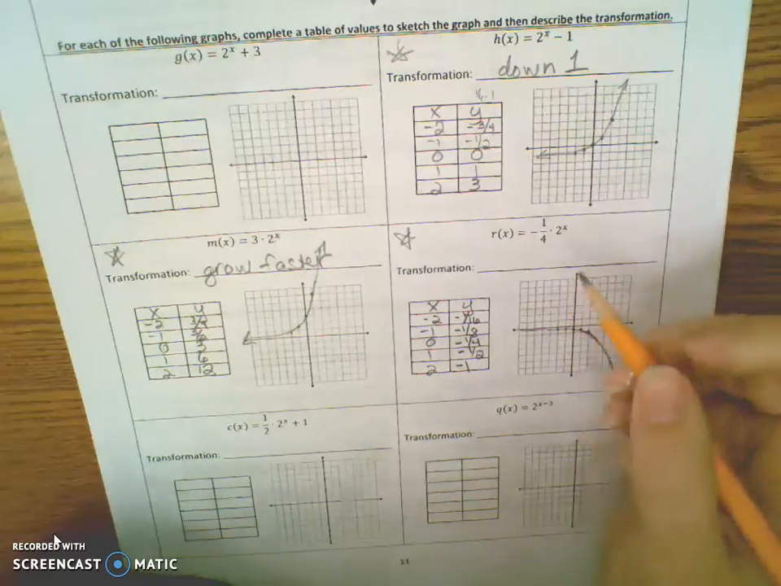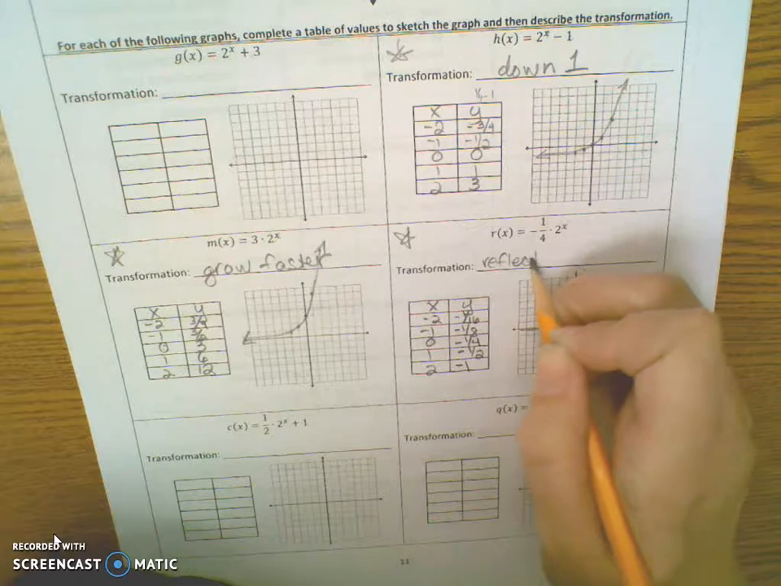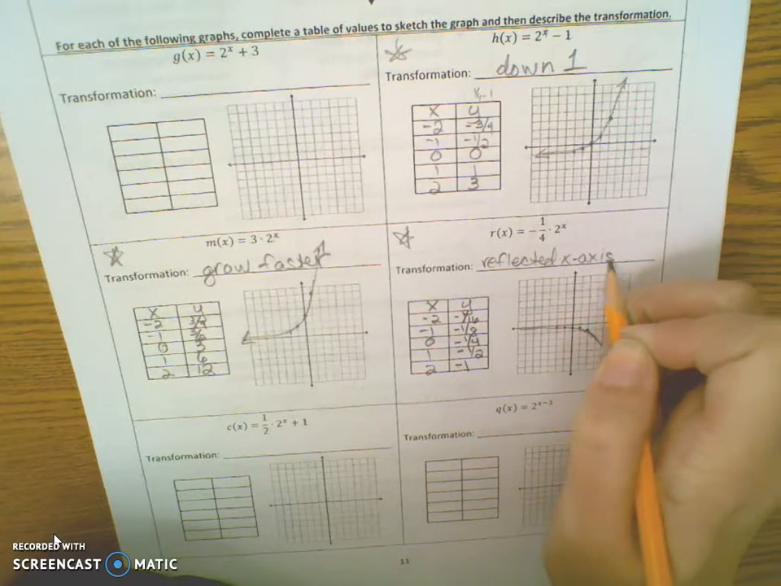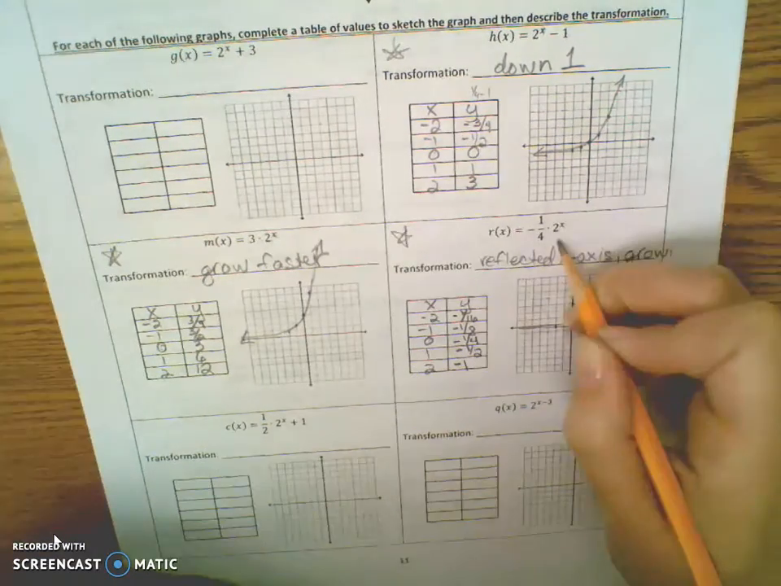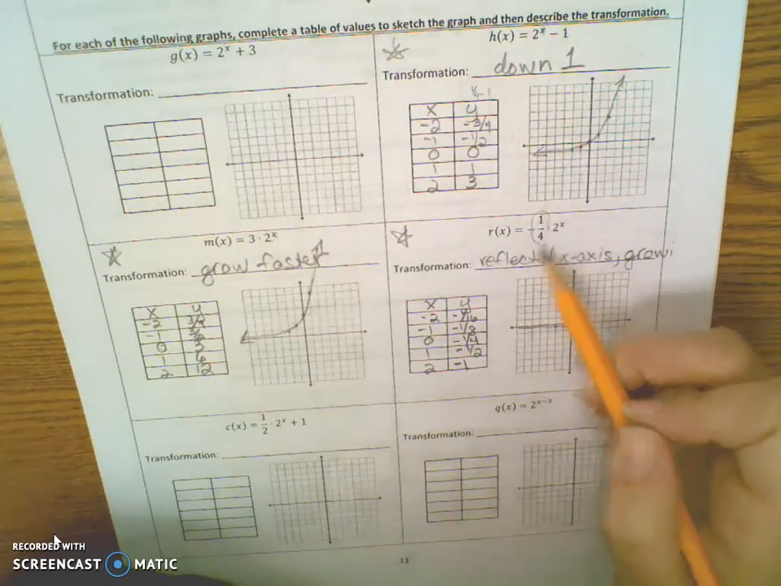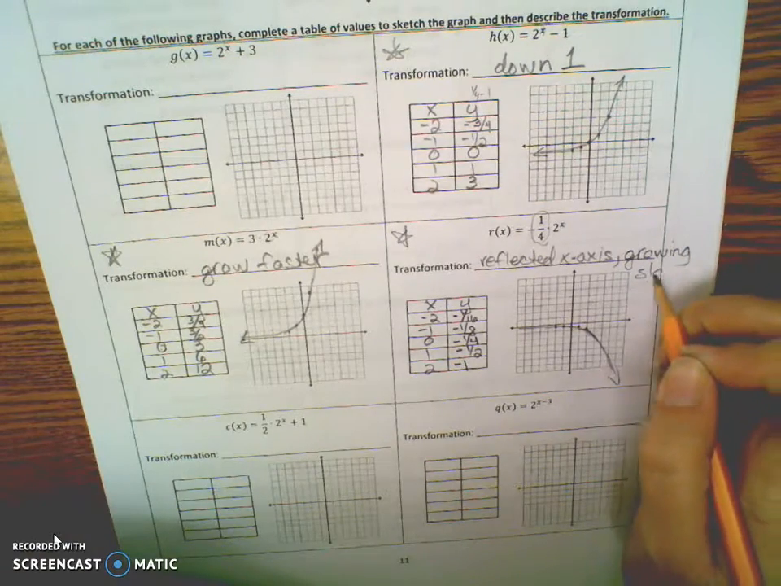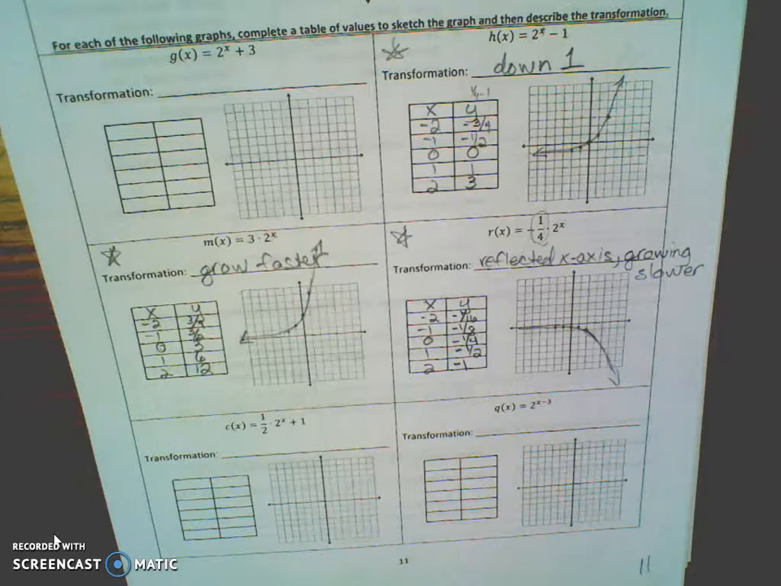that. So a couple things are happening here. First of all, it is reflected over the x-axis, and it's also growing slower. This 1/4 right here, so the negative is what makes it reflected, and then the 1/4 is what makes it grow slower. Okay, go ahead and pause it and give the other ones a try, and then you can check your answers.